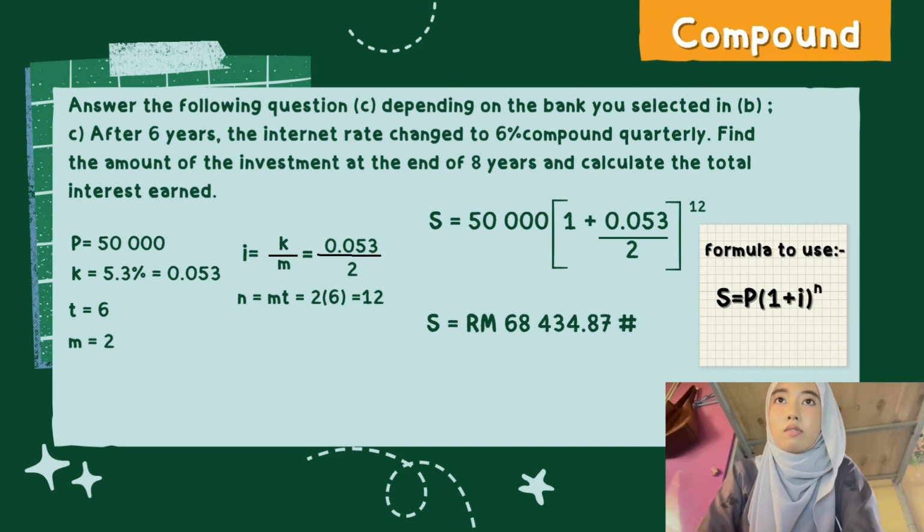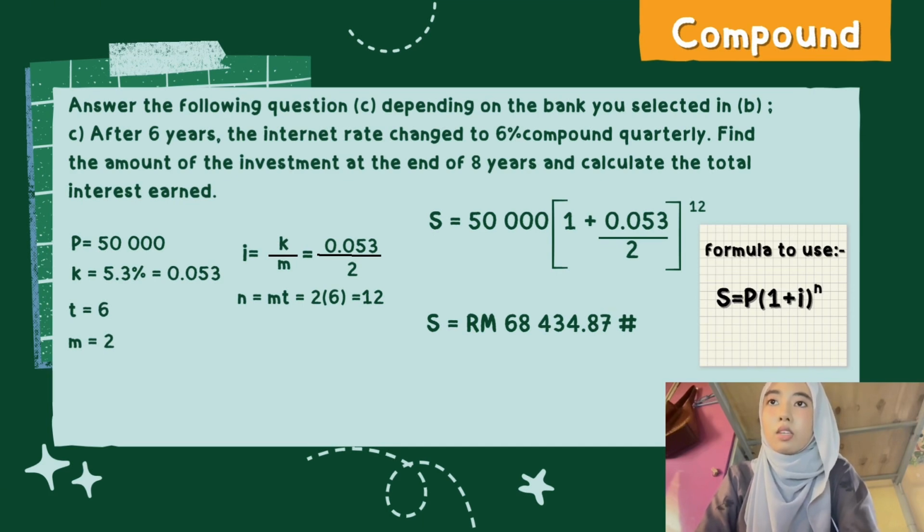So here is the question for C. After 6 years, the interest rate changed to 6% compounded quarterly. Find the amount of the investment at the end of 8 years and calculate the total interest earned. The formula we use is compound interest and the future value S, S equals P bracket 1 plus I bracket power of N. P is equal to 50,000, K equal to 0.053, T equal to 6, M equal to 2, and I equal to K divided by M, which is 0.053 divided by 2, and N equal to MT, which is 2 multiplied by 6 and equal to 12.